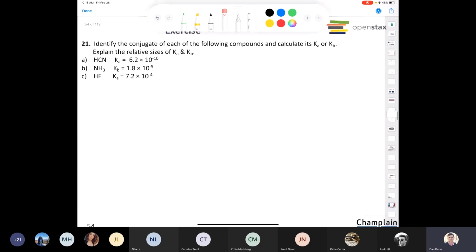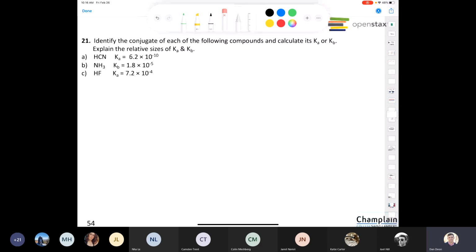A lot more enjoyable. Let's take a look at question number 21. It says here, identify the conjugate of each of the following compounds and calculate its Ka or Kb. Explain the relative sizes of Ka and Kb. Let's do it. Well, if we have HCN, which is hydrocyanic acid, it's an acid. Its Ka is another clue that it's an acid. They're giving it an equilibrium constant for the dissociation of an acid. That's what the A stands for. Okay, its Ka is equal to 6.2 times 10 to the negative 10.